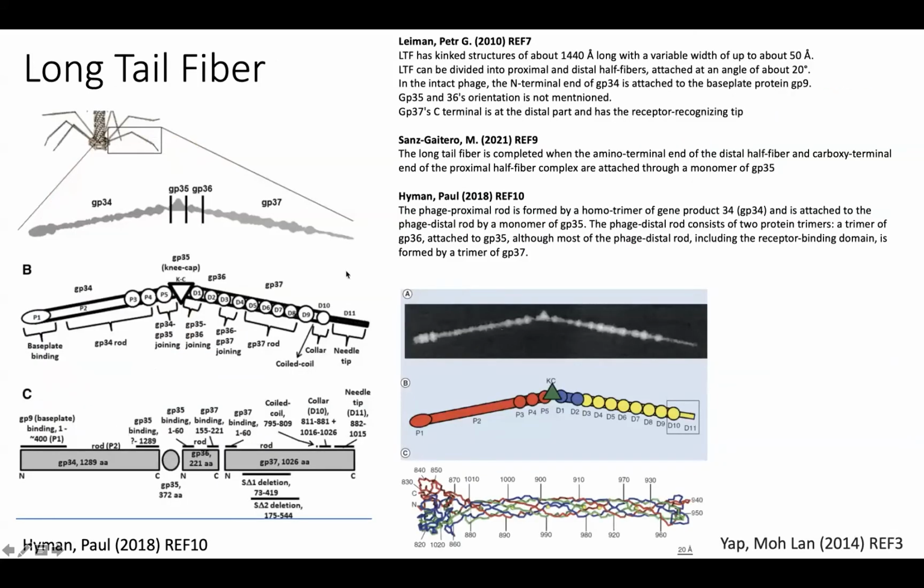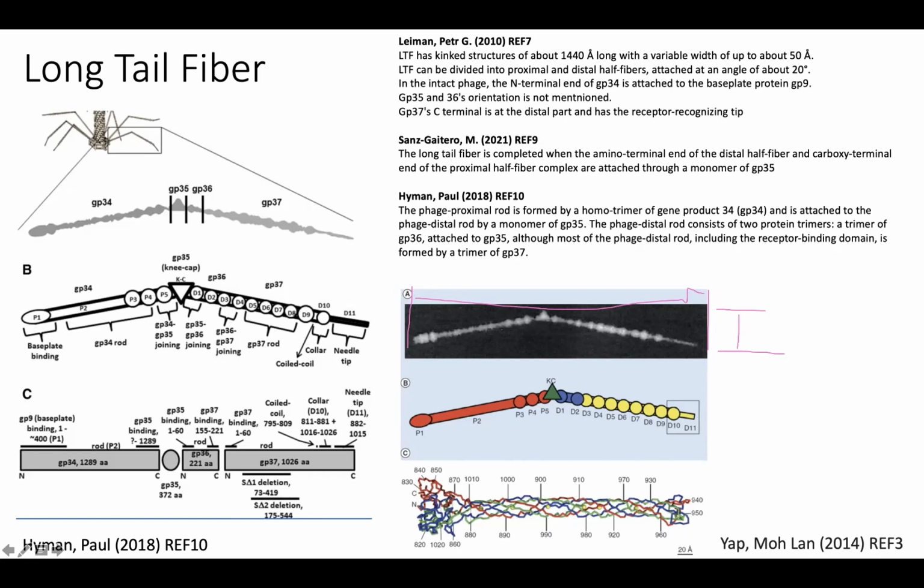Finally, we move to the legs, formerly called long tail fiber. I will now walk you through this big chunk of text while drawing on the figures to make it less boring. So LTF has kinked structures of about 1,440 angstrom long. That means this distance is around 144 nanometers, with a variable width of up to about 50 angstrom. That means this length is about 5 nanometers.